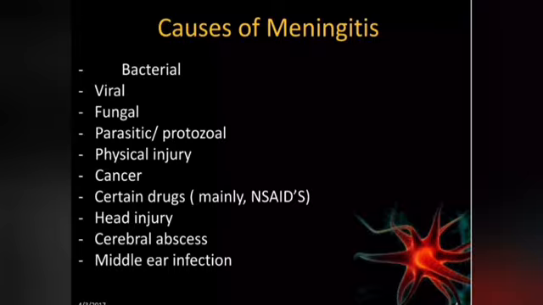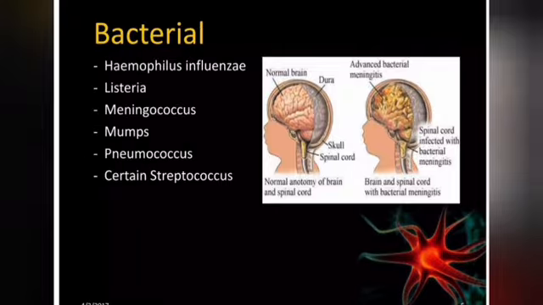Okay, let's see about the next. We are going to see what bacterial infections may cause meningitis. The first one is Haemophilus influenzae, meningococcus, listeria, mumps, pneumococcus, and certain streptococcus infections that may cause bacterial meningitis.